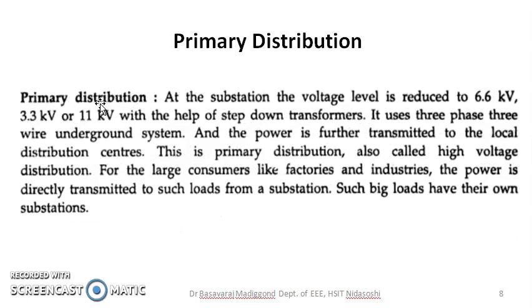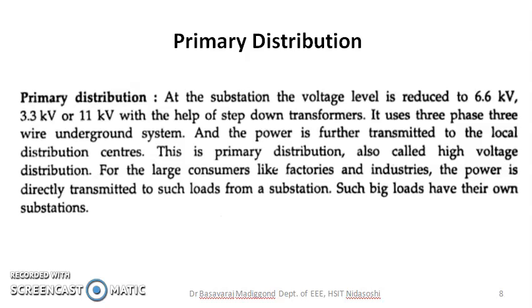Then primary distribution. At the substation, the voltage level is again reduced to 6.6, 3.3 or 11 kilovolts with the help of step-down transformers. It uses a 3-phase 3-wire underground system also, and the power is further transmitted to the local distribution centers. This is primary distribution, also called high voltage distribution. For large consumers like factories, industries or hospitals, the power is directly transmitted to such loads from the substation. Such big loads have their own substations.